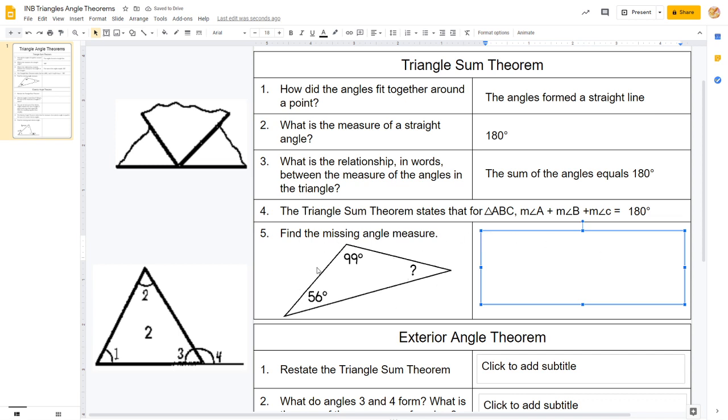Now here they give us a chance to put this theorem to the test. So we have two angles, 99 and 56, and we have to find this question mark one. So we know that the sum of all three angles is 180. So what we can do is subtract them from 180.